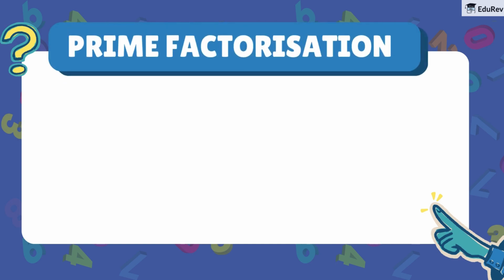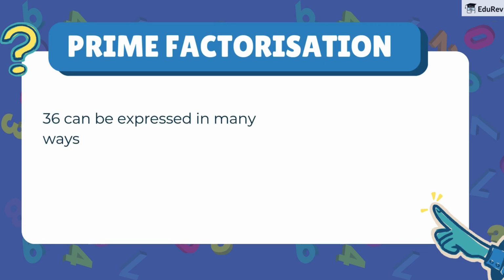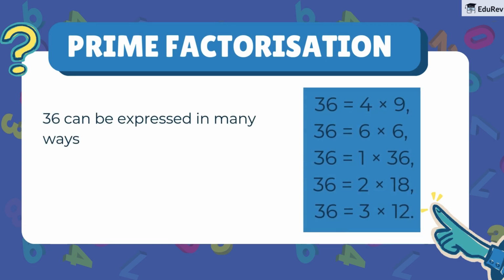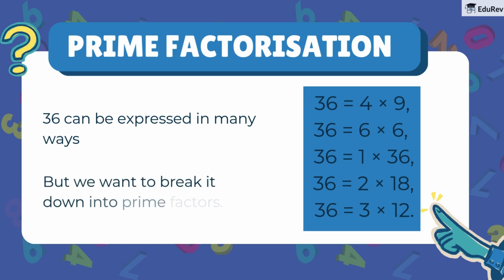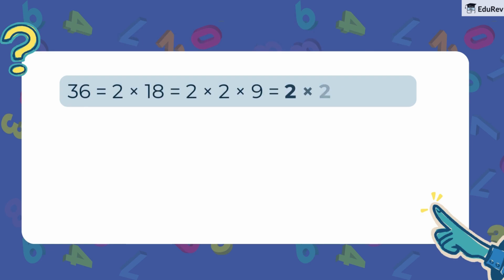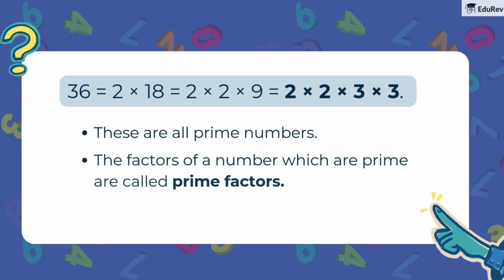Next, we have prime factorization. When a number is expressed as a product of its prime factors only, it is called prime factorization. For example, 36 can be expressed in many ways, like 4 times 9 or 6 times 6, but we want to break it down into prime factors. We can write 36 as 2 into 2 into 3 into 3, which are all prime numbers. The factors of a number which are prime are called prime factors.